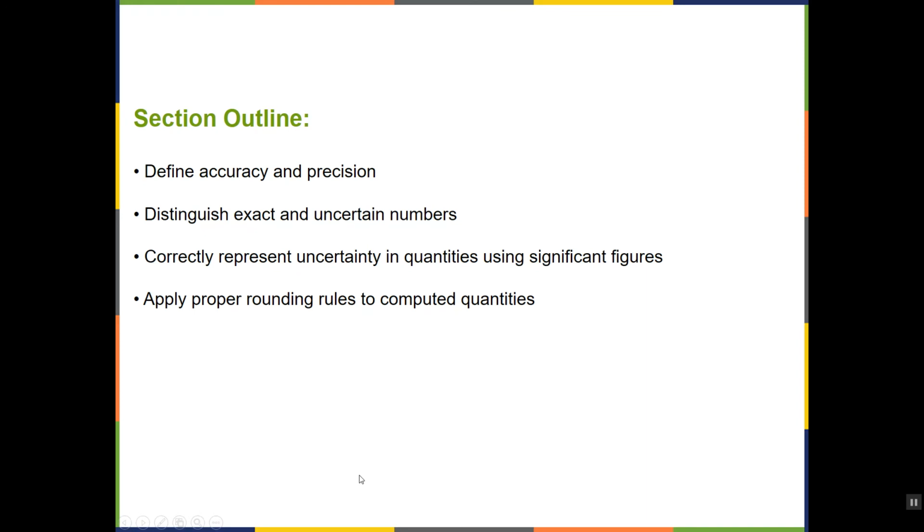We're going to define accuracy and precision. We're going to distinguish exact and uncertain numbers, correctly represent uncertainty in quantities using sig figs, and apply proper rounding rules to computed quantities. Now, these last two, we're talking about sig figs and rounding numbers. We're going to do quite a bit of that in class, so I'm going to briefly cover it and give you the rules so you can get it in your notes, and we will go ahead and practice that in class with a bunch of numbers and exercises to make sure you get it down.